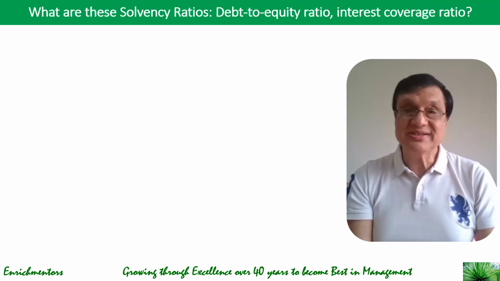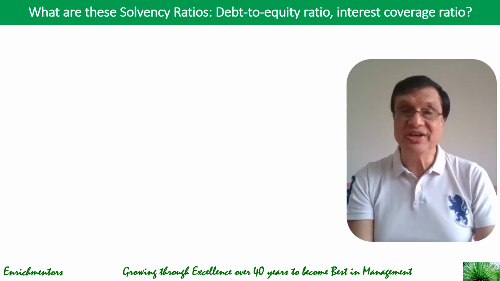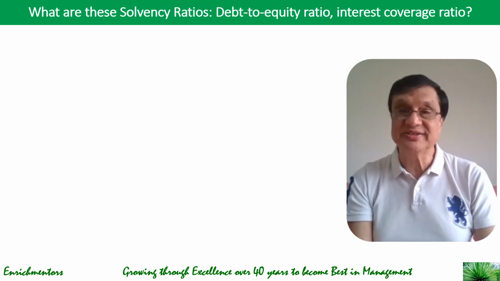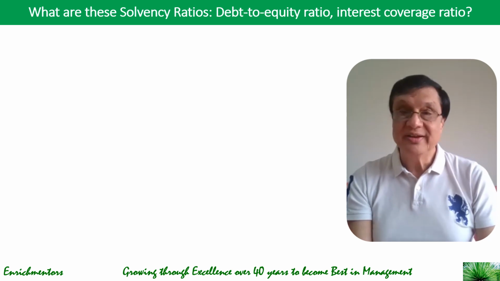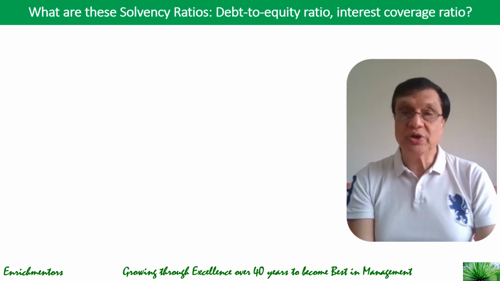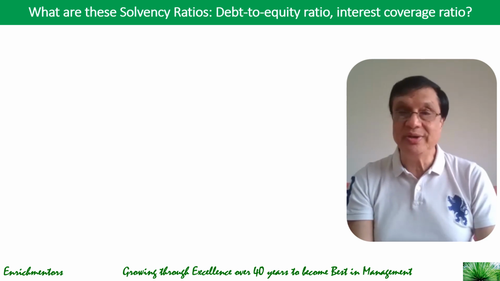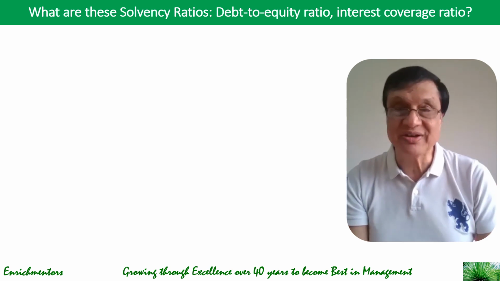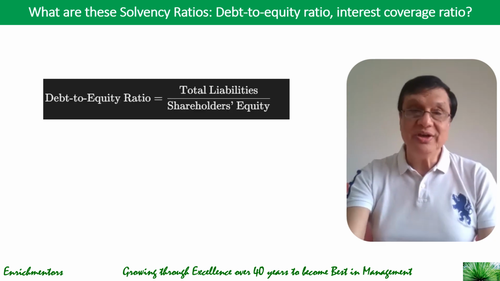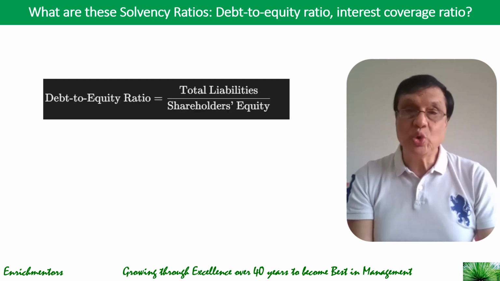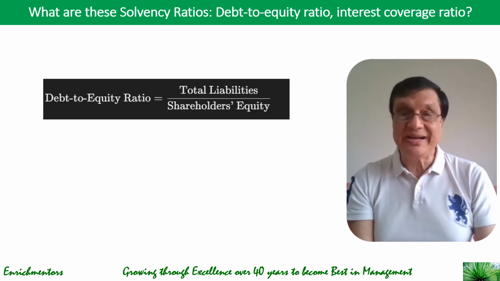Let's look at the last set of ratios, the solvency ratios, which are again financial metrics that assess the company's ability to meet its long-term debt. So we are talking about long-term obligations. Two common solvency ratios are the debt to equity ratio and the interest coverage ratio. What is the debt to equity ratio? Debt to equity ratio is equal to total liabilities, total debt, divided by the shareholders' equity.